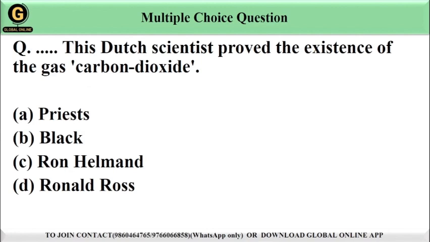Let's move to the next question. Dash dash, this Dutch scientist proved the existence of the gas carbon dioxide. Options are A, Priestley, B, Black, C, Van Helmont, and option D, Ronald Ross.